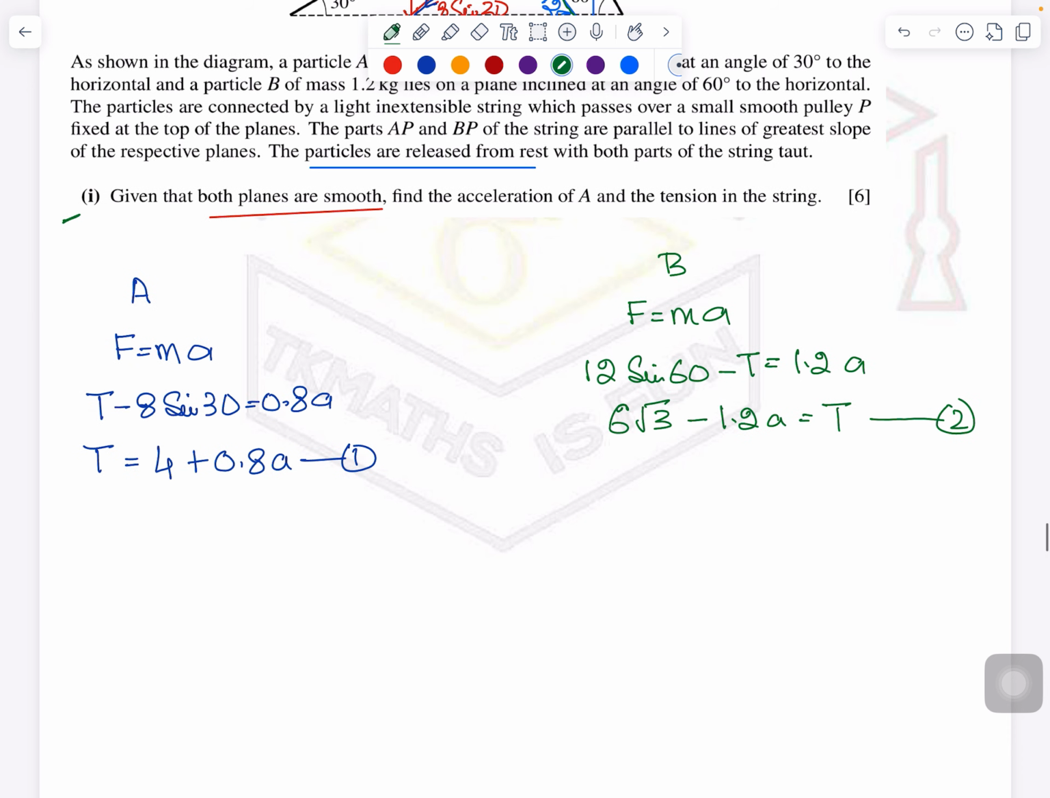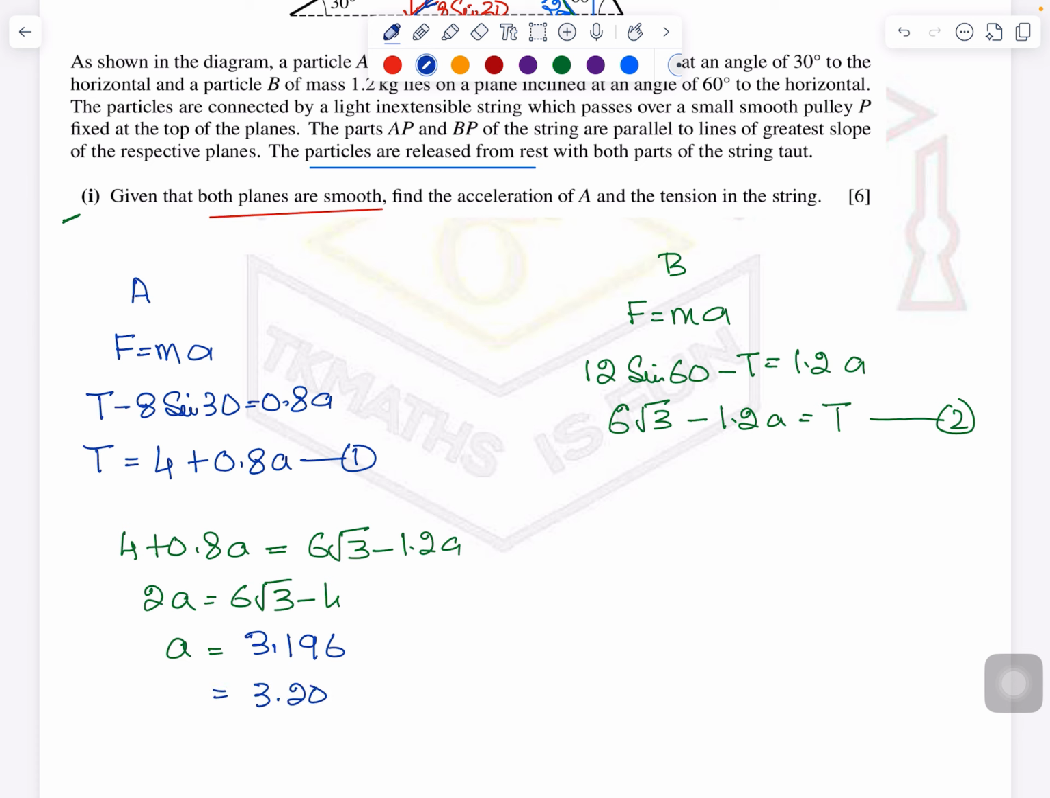I will solve them together. So it will become 4 plus 0.8A equals 6 root 3 minus 1.2A. So it will become 2A equals 6 root 3 minus 4. Pick up the calculator and you get the answer 3.196. Correct. So in 3 significant figures, it will be 3.20 meters per second squared. So the answer is in 3 significant figures.